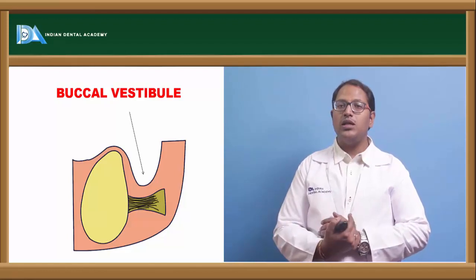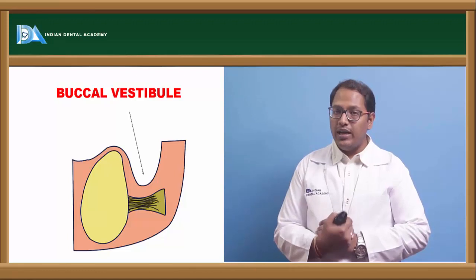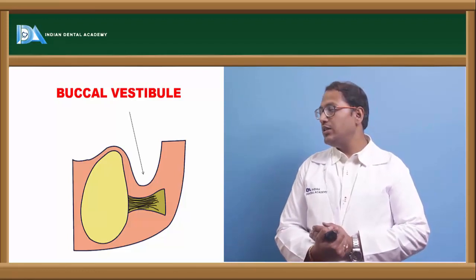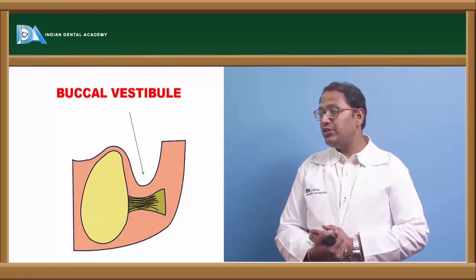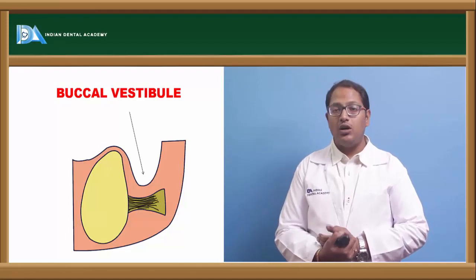That particular area is called the masseteric notch. So while recording the mandibular denture or making an impression, we need to record that masseteric notch. How will that be recorded?